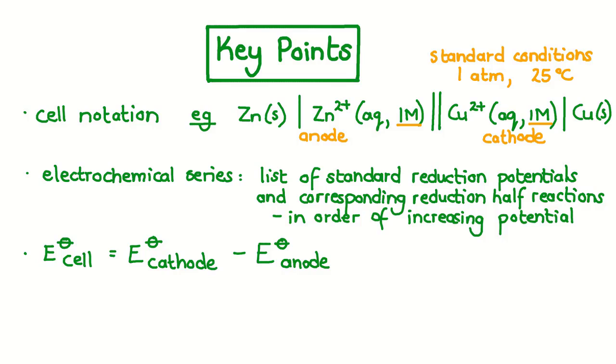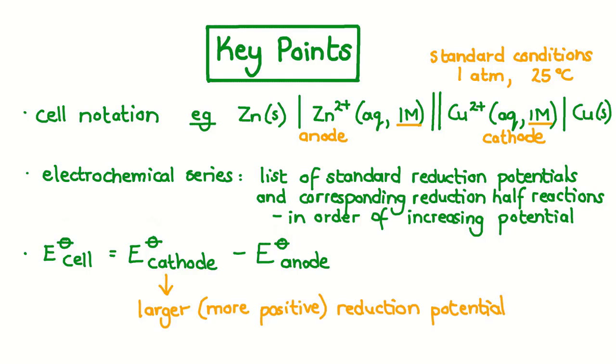The equation is E cell is equal to E cathode minus E anode, where the Plimsoll superscript indicates standard conditions and values relative to the standard hydrogen electrode. We can determine which electrode in a galvanic cell is the cathode and which is the anode. The cathode has the larger or more positive reduction potential. Lastly, we learned that the standard cell potential can have a positive or negative value, and that a positive value indicates a feasible or spontaneous redox reaction.